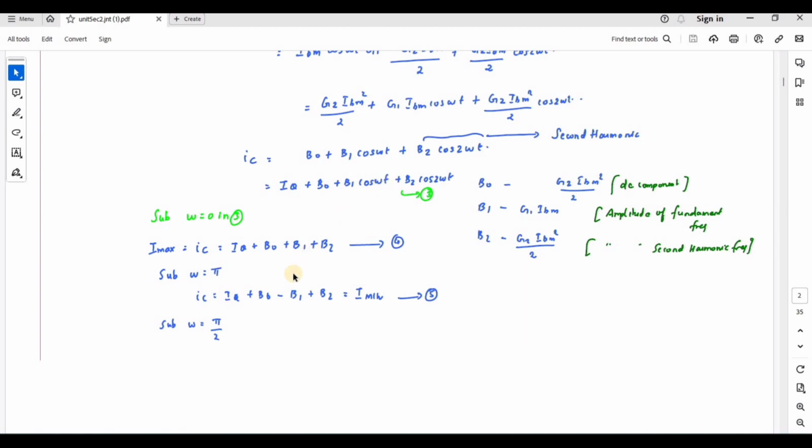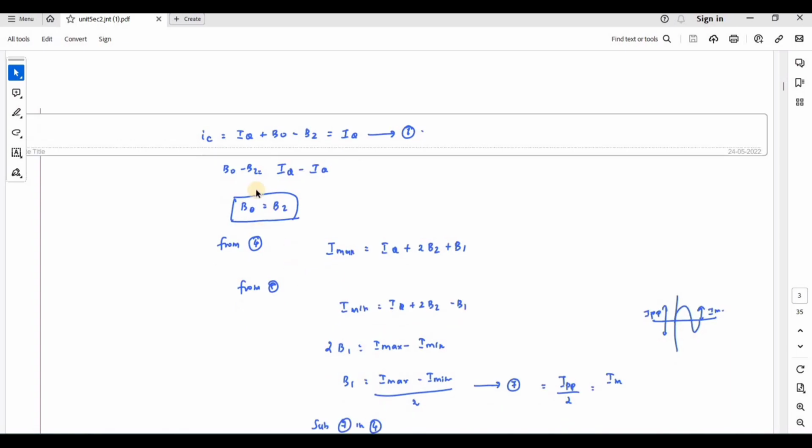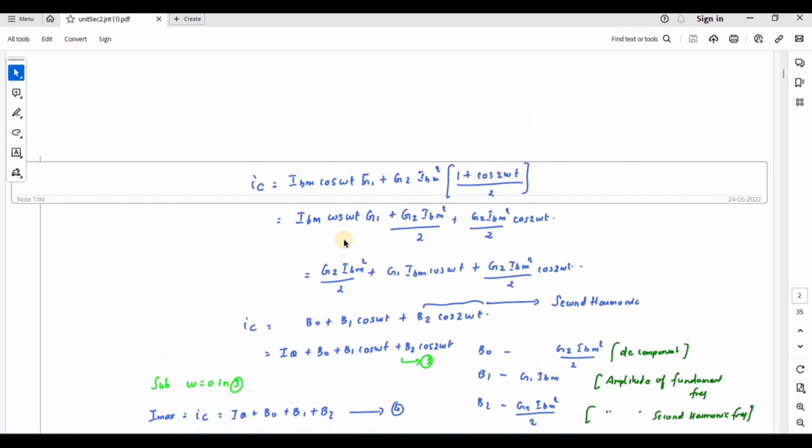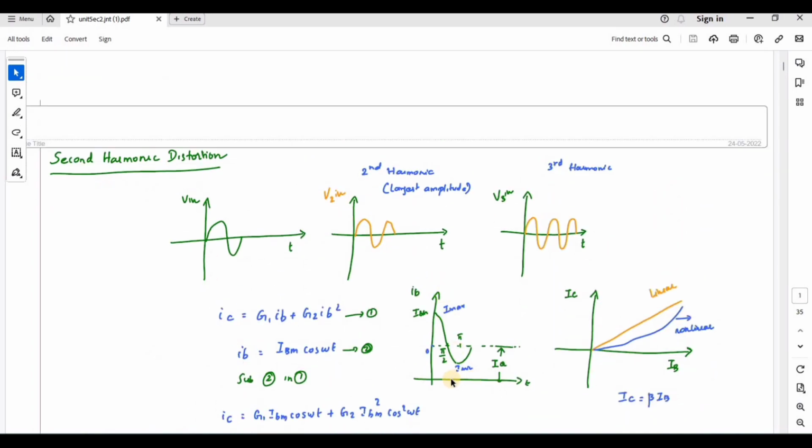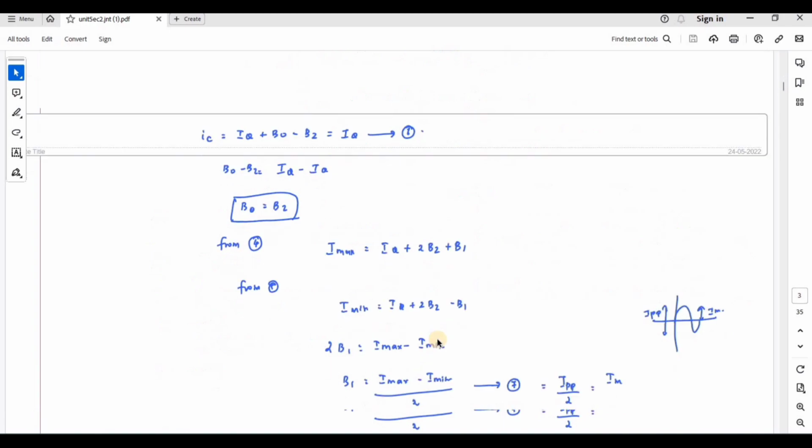Okay, so I will get iq. So you can see, at this point at pi by 2, the value is iq. So iq is equal to iq plus b0 minus b2. So iq gets cancelled out, so we'll get b0 is equal to b2.